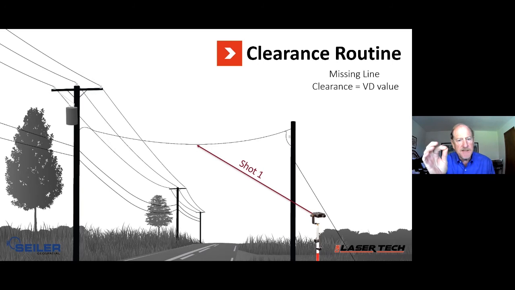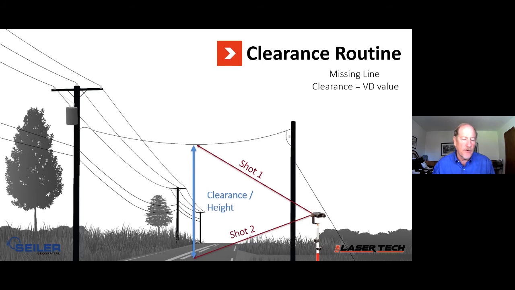And so you pick that spot on the wire, and then you come down to the road surface itself with shot 2. So here you want to try to hit that spot right underneath, but if the road's fairly flat and level right there, anywhere in the vicinity will give you, again, that good vertical distance value. Scroll around till you see the VD value, and that'll be your wire clearance there over the roadway.